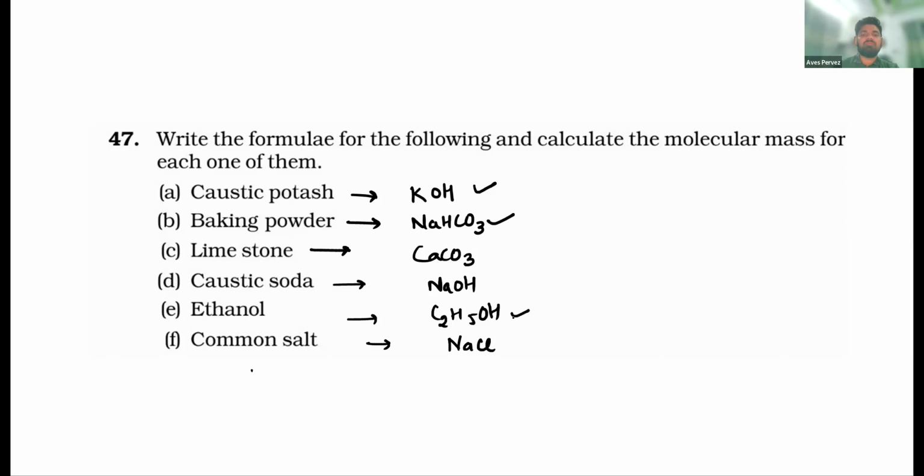Voice is not coming. Have you chosen your mic? Yes, sir. Yes, now it is coming. What is the mass of potassium? Potassium 39. Yes, it is correct. If any students are having trouble because they don't know the molecular mass of this one, I can help you. But calculate the molecular mass of the following three compounds that I have taken.